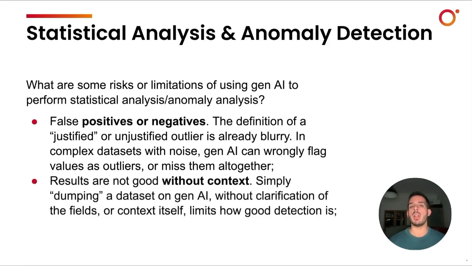And then the results are not good without the context, right? Simply dumping a dataset on GenAI without clarification of what are the fields or the context itself limits how good the error detection is going to be. The biggest strength of GenAI in many ways is also its biggest weakness. That is, if you provide context on exactly what this dataset is, what is the historical time period, or what are the conclusions that you are expecting to find, then it can tailor the analysis. But the flip side of that is that if you don't have any context or backup information or information about what the values mean or what the features mean or the value ranges and so on, then the analysis is going to be very limited because GenAI doesn't have any context at all, and therefore the insights are going to be very limited as well.